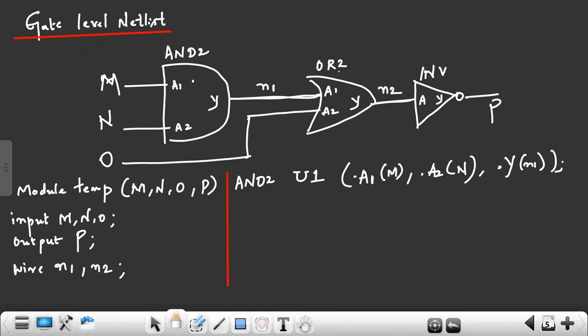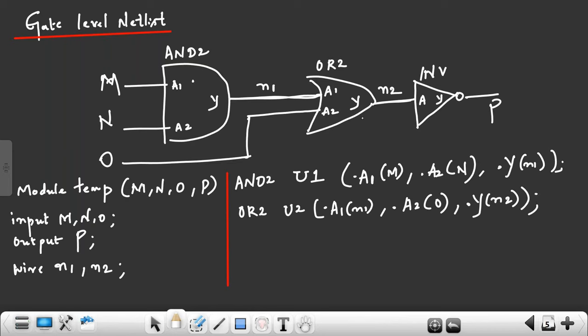Next, the OR gate. OR2. U2 is the instance name. My synthesis tool will give a different instance name; every cell will have a different instance name. U2. So where is this connecting? A1 pin is connecting to the N1 net. A2 pin is connecting to the O port. Y pin is connecting to the N2 net.